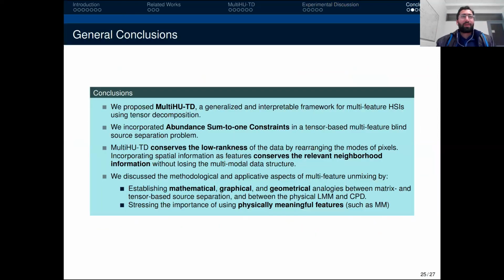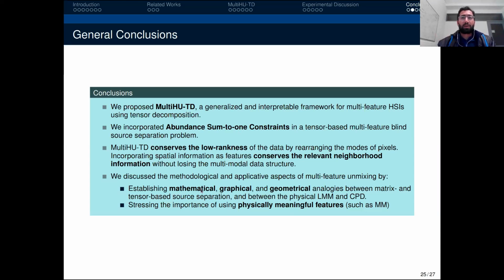So as a conclusion, we propose this kind of framework that is generalized, interpretable, both visually, geographically, and geometrically, sorry, and in subspace format. We have the abundance sum-to-one constraint that we also incorporate and interpret. We conserve the low rankness of the data. We conserve the relevant neighborhood information if we suppose that there is a spatial modality.